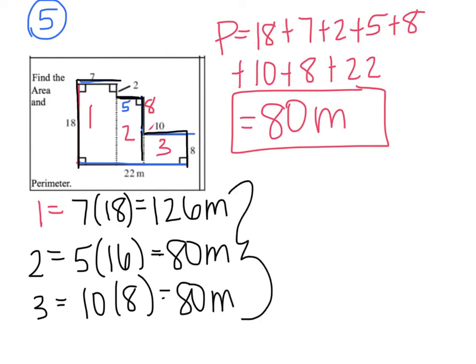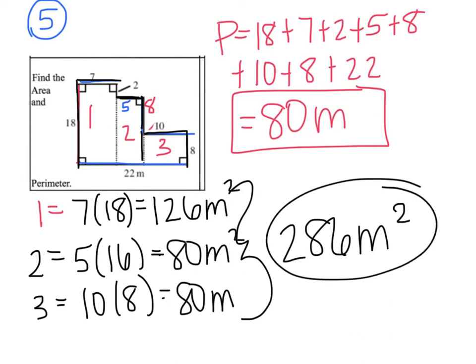Now, to find the total shape, we're going to add these all together. 126 plus 80 plus 80 is 286 meters squared for our area.